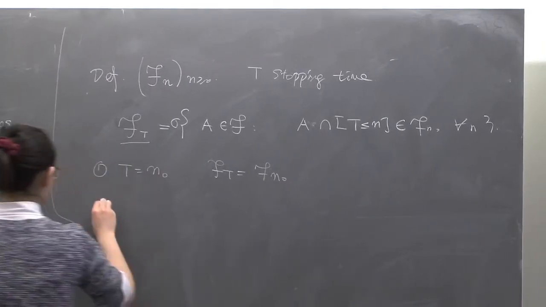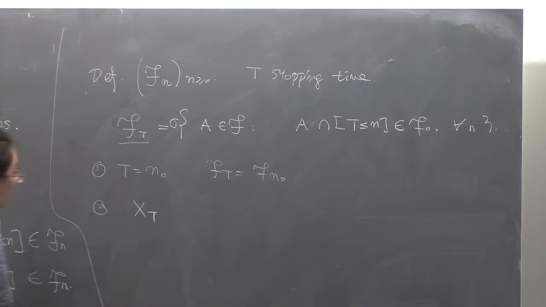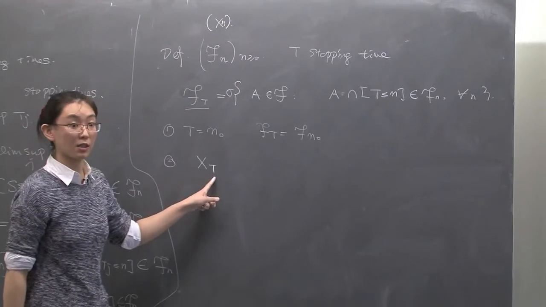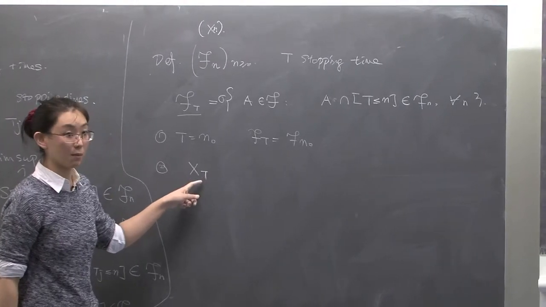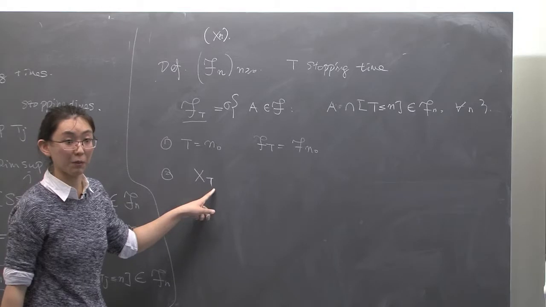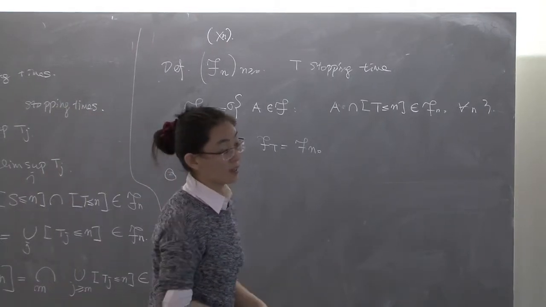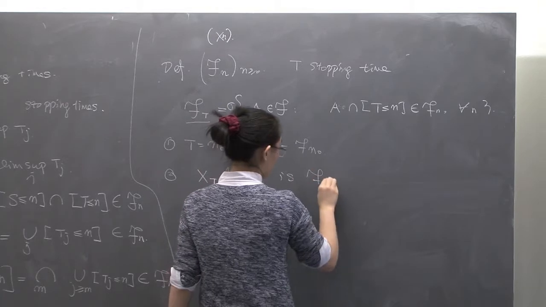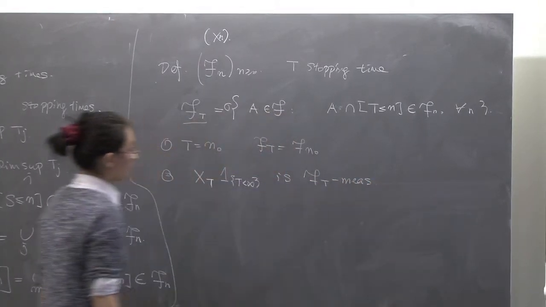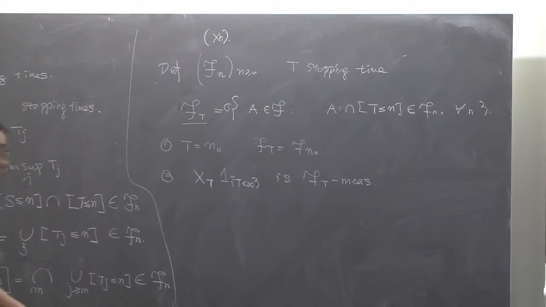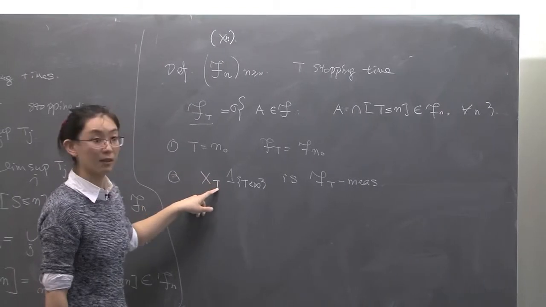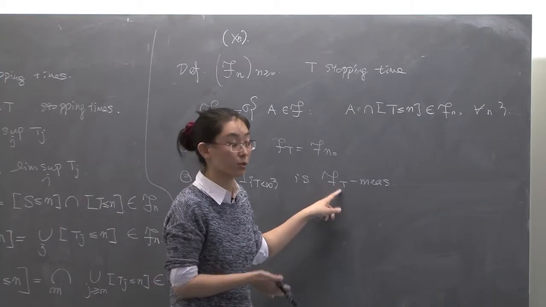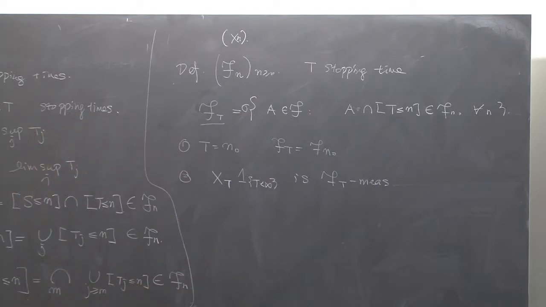And the second remark: we have a sequence of random variables, and now T is a stopping time. So T is a random variable taking values in the integers. Then X_T is also a random variable, and this X_T is measurable with respect to F_T. So this is consistent with our intuition. For this sequence of random variables, if we stop at a stopping time, of course, this contains all the information up to the stopping time. So this is also consistent with our intuition.